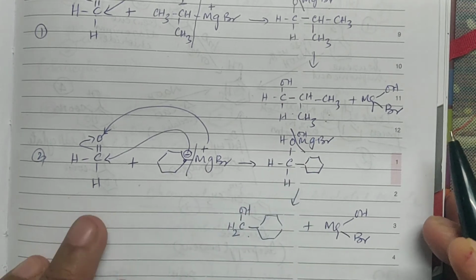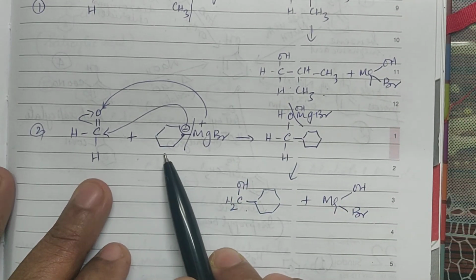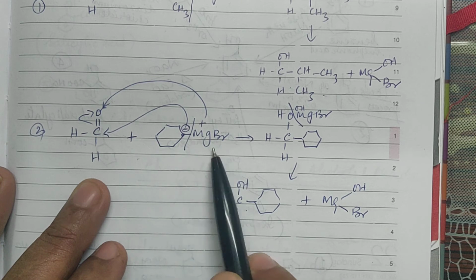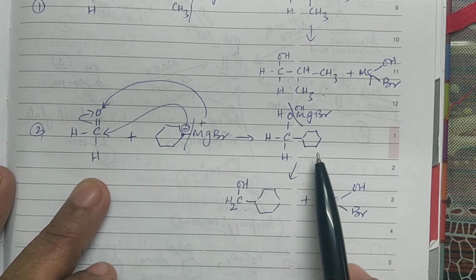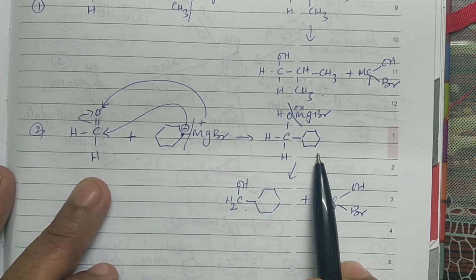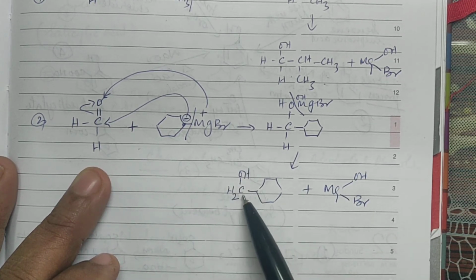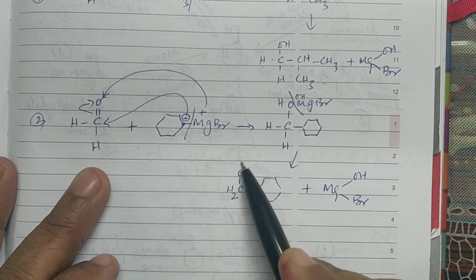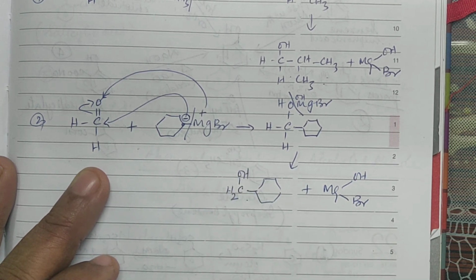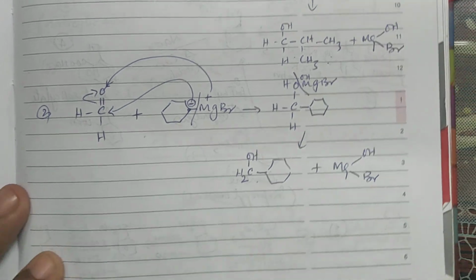Okay. Now if it is any other RMgX, again the splitting will be of the same kind, and the corresponding product you will be getting. But remember, whenever you are having a primary alcohol, that means this CH2OH part, it has come from the formaldehyde group. Okay, that way you can easily understand.